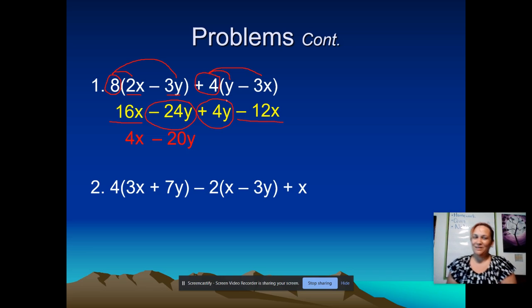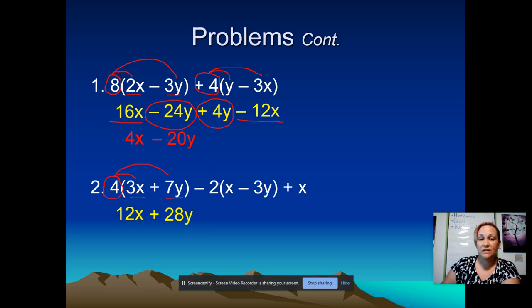Let's do our next example. In this one, again, I have distributing. You want to make sure that you're finding the number immediately outside the parentheses, and you are distributing it to each term in the parentheses. Once you hit the end of the parentheses, you no longer need to distribute. So I'm going to do the 4 times the 3x. I'm going to do the 4 times the 7y.